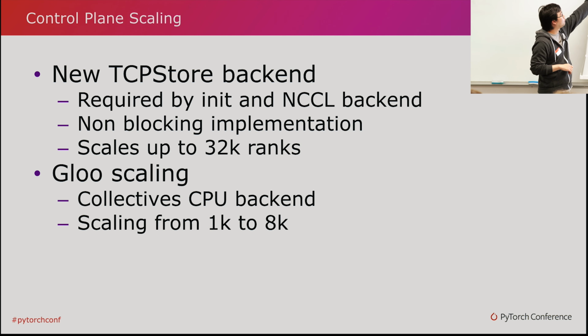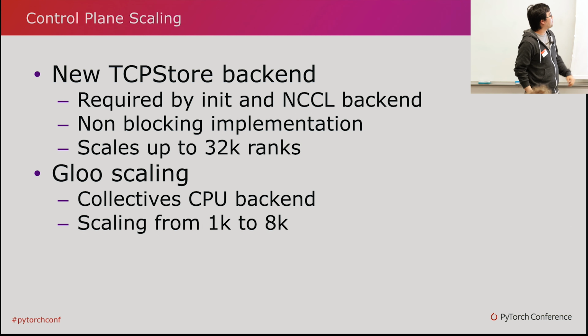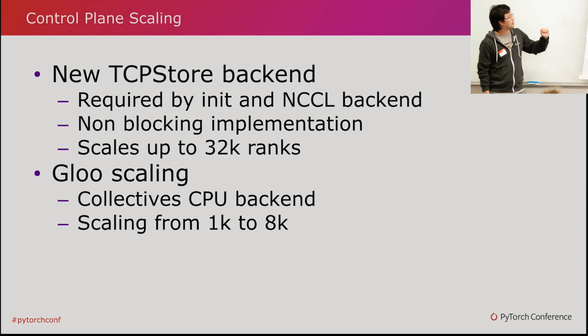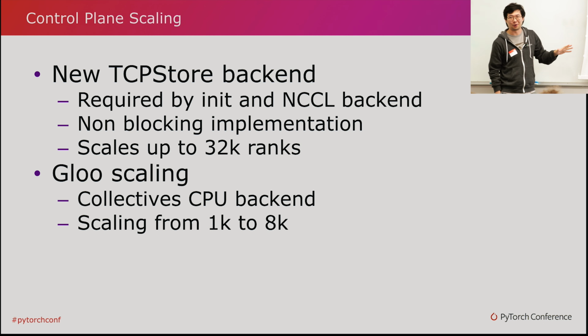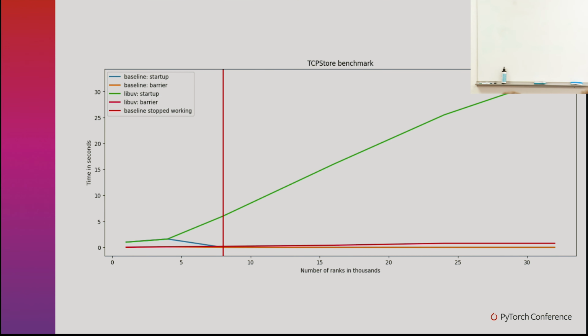So first of all, we tested TCPStore, and I will show the result in the next slides. Basically, we added a non-blocking implementation for TCPStore called libuv, and in the test we see it scales up to 32K ranks, which is a super large number. So that means temporarily we are safe on this. Until 32K, you'll be okay.